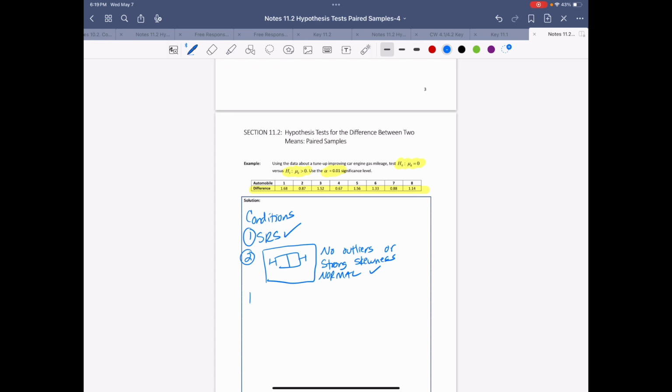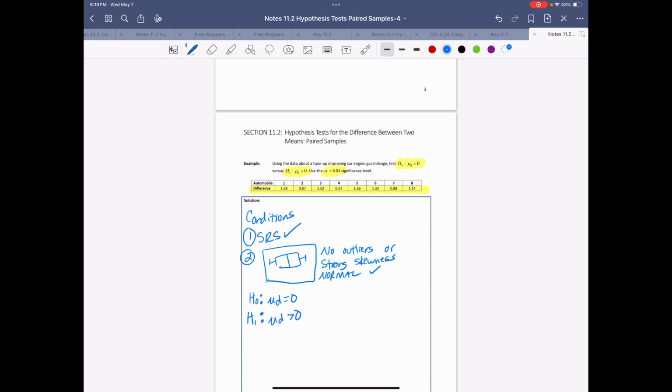H0 on these differences is most of the time going to be there is no difference: mu of d equals 0. Sometimes it can have a different number. You'll see that on Alex, but mostly it's going to be 0. H1 is what's tricky, and in this problem it gives it to us: mu of d is greater than 0.